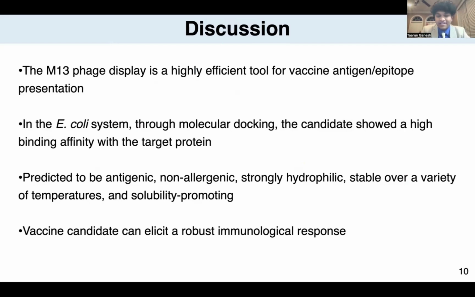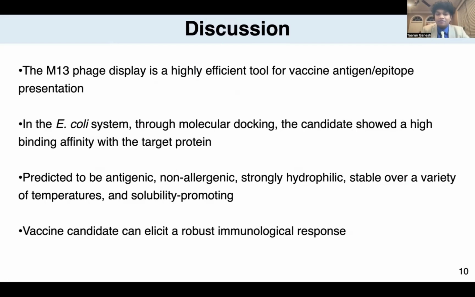Additionally, our vaccine candidate, as I mentioned before, was predicted to have very strong biophysical properties, including antigenicity, non-allergenicity, and non-toxicity. It's also strongly hydrophilic, among many other characteristics. So this shows a very strong first step into developing this licensed vaccine for the rotavirus.